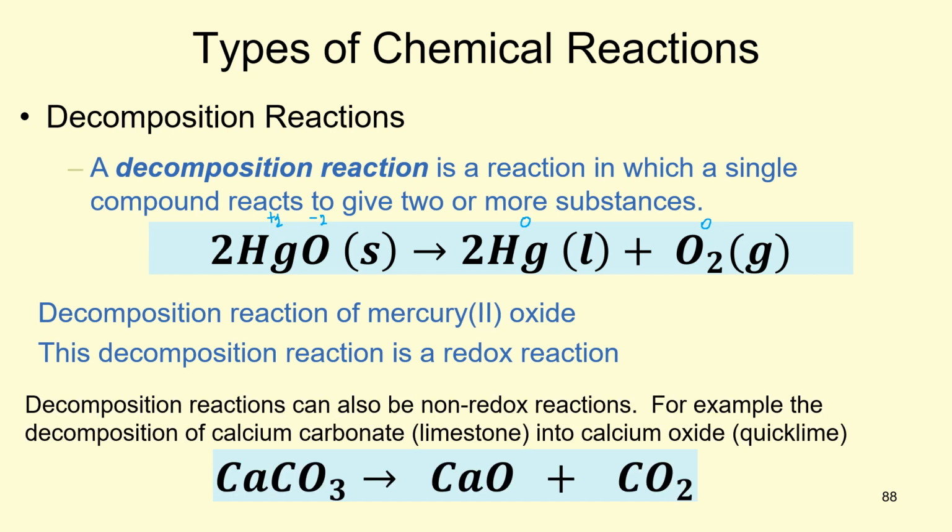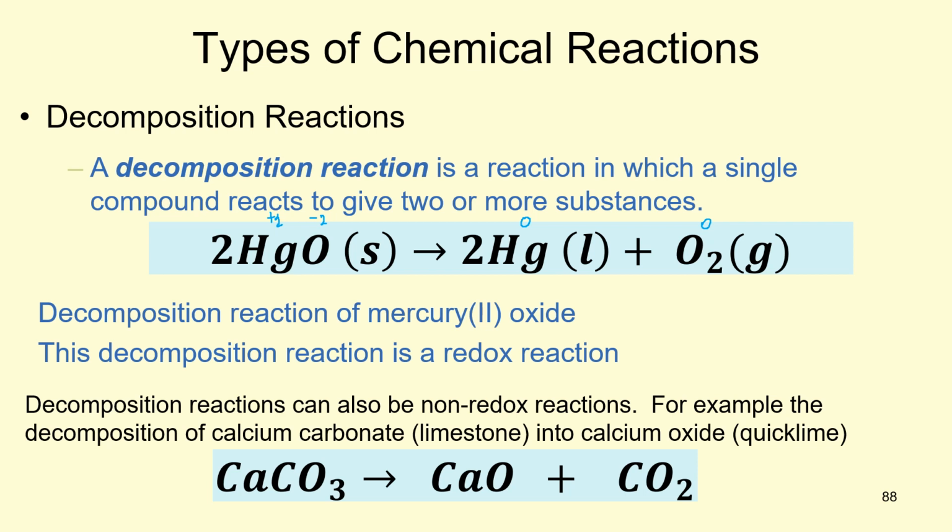Here's another example of a different decomposition reaction that is non-redox. This is when calcium carbonate, limestone, actually will decompose into calcium oxide, which is quicklime, and CO2 escapes. Mainly, I just want you to identify the type of reaction. Is it decomposition or combination? I'm just showing you that they can be redox.